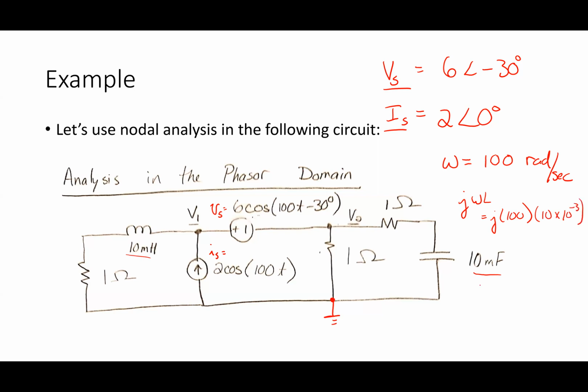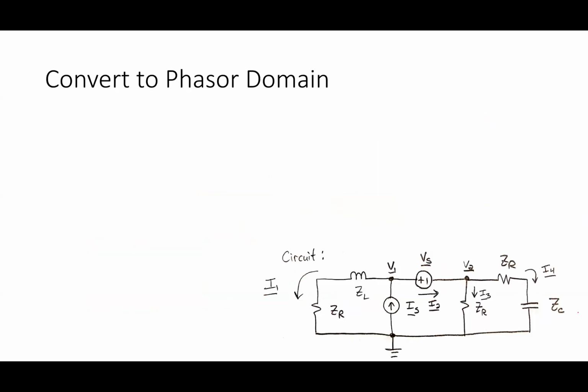And then for the capacitor, I would have 1 over j omega c. And that would be 1 over j, what? 100. What would I put for the 10 millifarad? Ten times 10 to the negative 3. Yeah, or 10 to the negative 2. Okay, all right, so that's what I put in there for that.